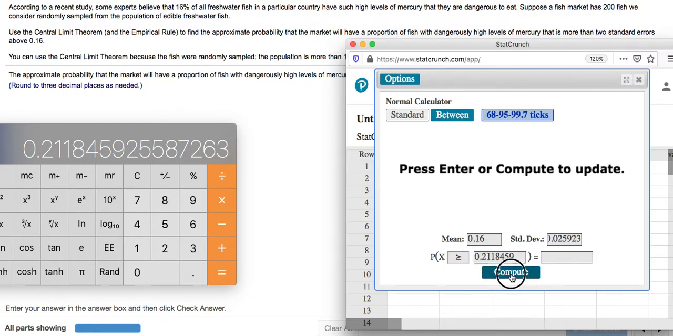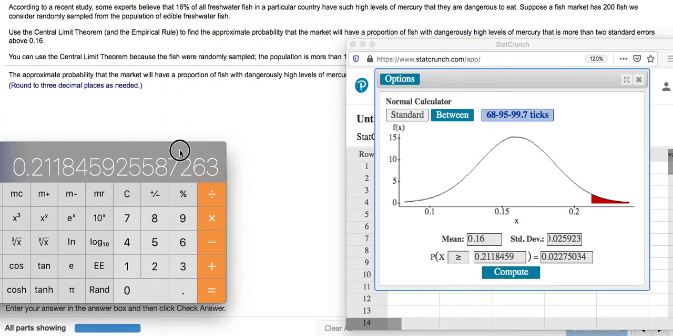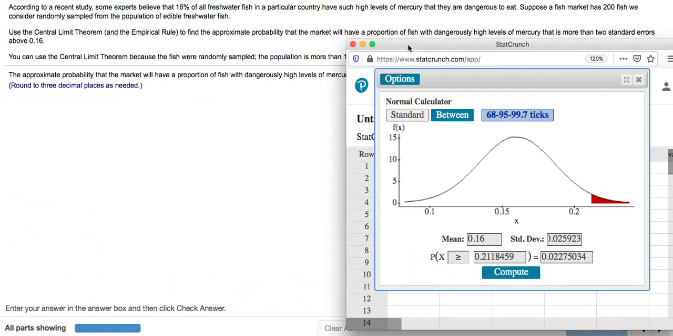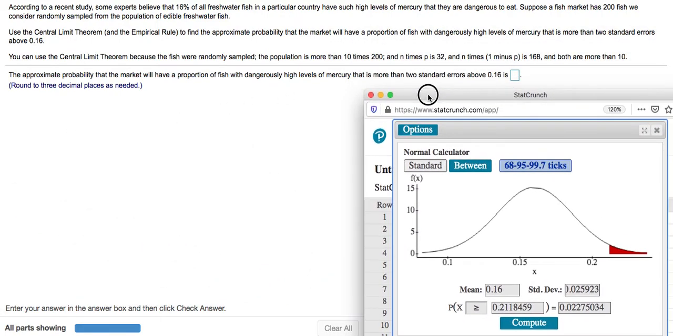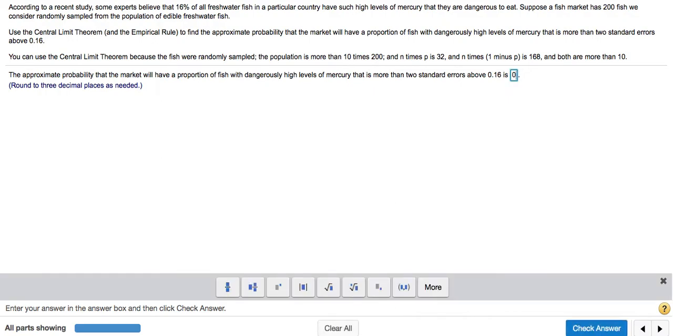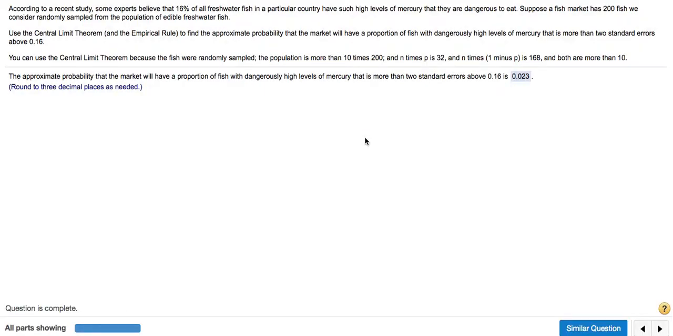Okay, I'm going to compute. And this is the number that I get. Okay, so we're done with the calculator. I'm going to get that out of the way. We want to round to, it says 3 decimal places. Okay, so that's going to be 0.023. Okay, and that is it for this problem.